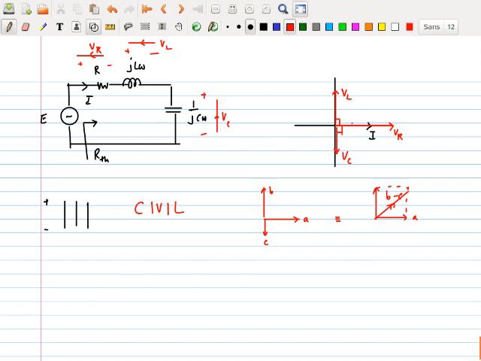If I do the same thing here, I would get what? This is VR. You realize this is VL, that is VC. I can rewrite this like that: VL minus VC. Then you have VR here. If I put them together, I would have a resultant going that way, and this is I, and that angle is what we call phi. The cosine of that angle is what is called the power factor. Now keep this in your head.